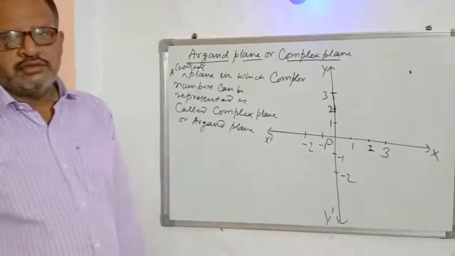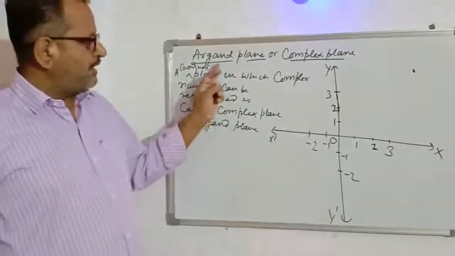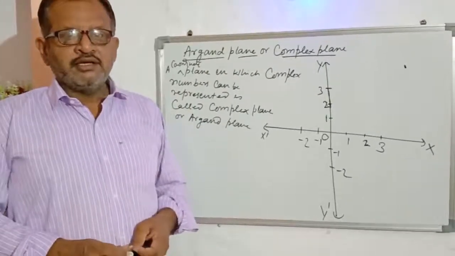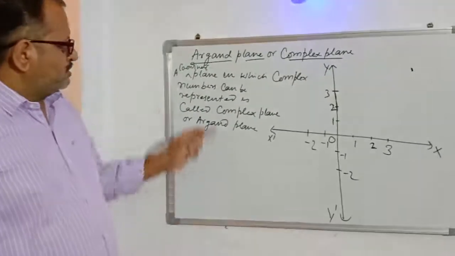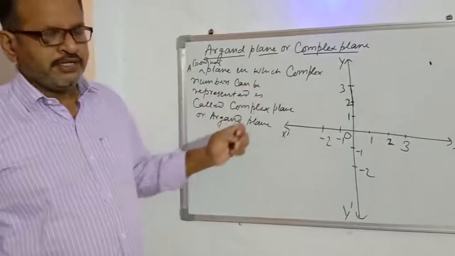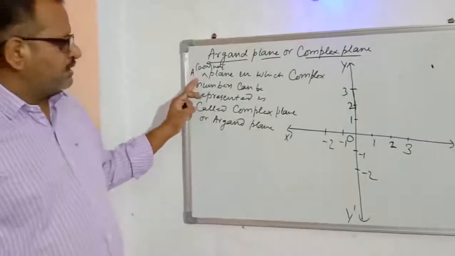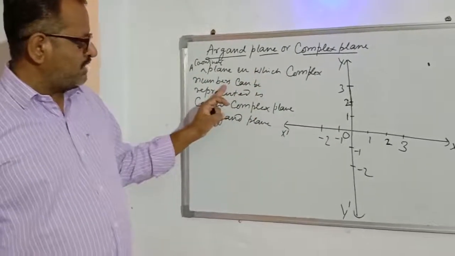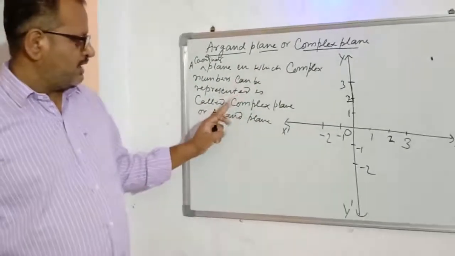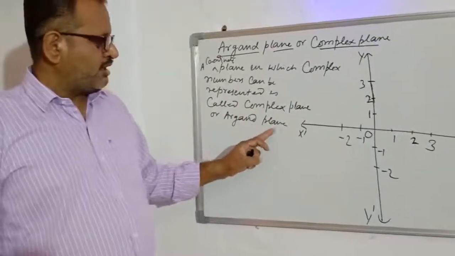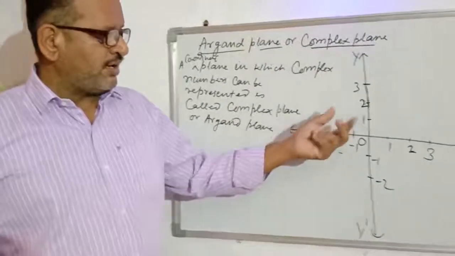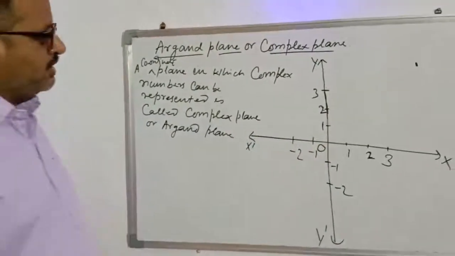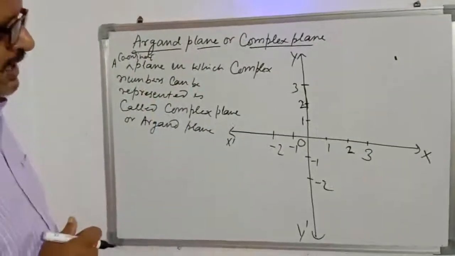Students, in this video we will discuss the Argand plane or complex plane, how complex numbers are located in the plane. So what is the Argand plane or complex plane? See the definition. A coordinate plane in which complex numbers can be represented is called the complex plane or Argand plane. A coordinate plane in which complex numbers are represented, that plane is called the Argand plane or complex plane.